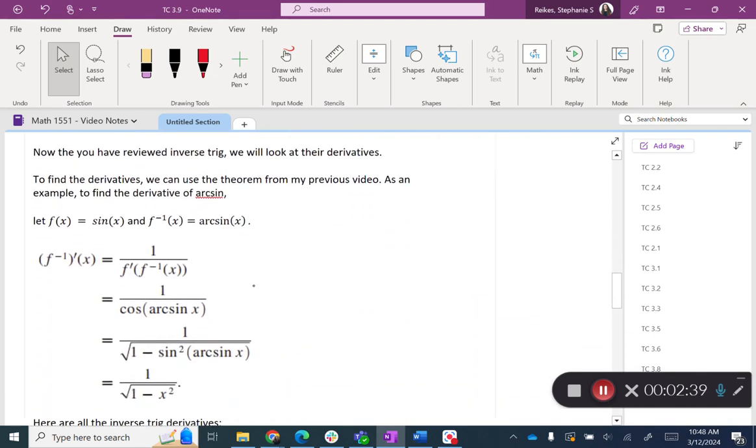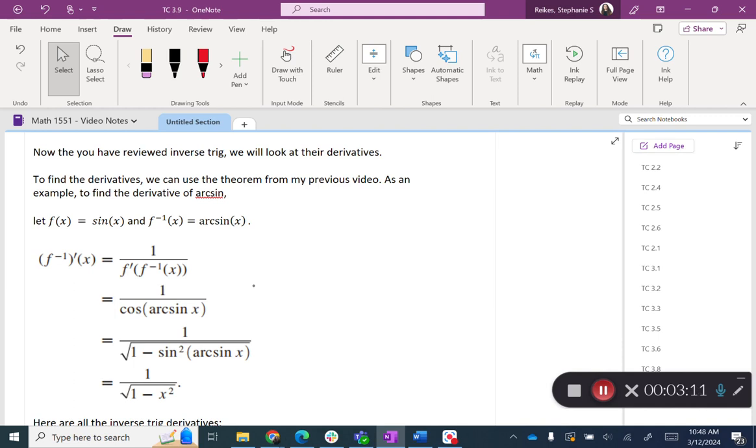All right, now that we have reviewed inverse trig, we can take a look at the derivatives. To find the derivatives of our inverse trig functions, we can use a theorem that I talked about in my previous video. And so here I have just a quick example of finding the derivative of arcsine using the definition of derivatives for inverses. And I'll let you go ahead and pause the video and take a look at this if you would like.